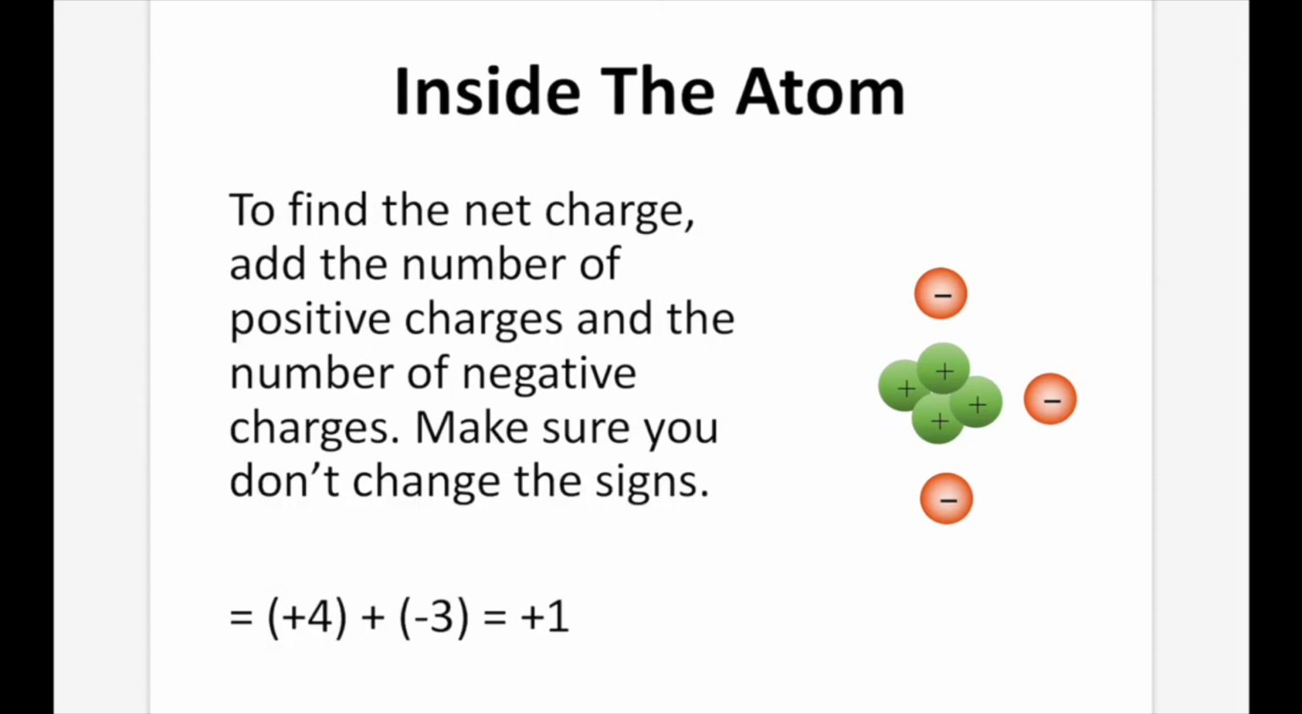To find the net charge, we add the number of positive charges and the number of negative charges. Make sure you don't change the sign. So in this case here, we're only going to have 1, 2, 3 negatives. So that's our plus negative 3. And we're going to have 1, 2, 3, 4 positives. That's our plus 4. So plus 4 plus negative 3 gives us an overall charge of plus 1. This atom in particular is charged plus 1.